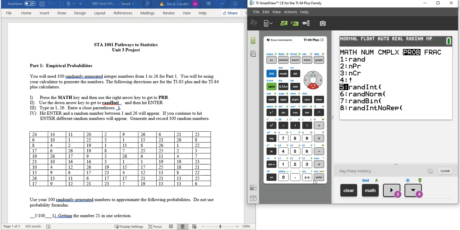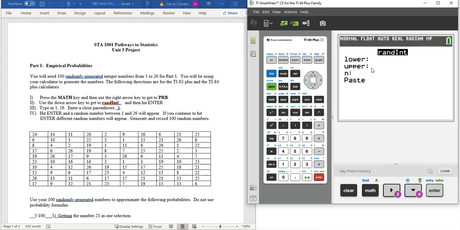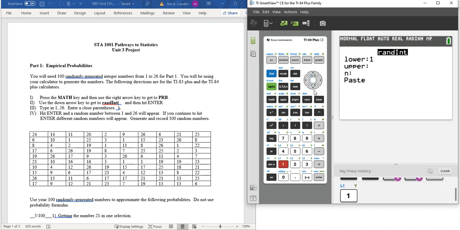And then I'm going to hit enter. Now the lower number, the numbers are going to range from 1 up to 26. So lower, that just means the range. The numbers will be all integers, randomly selected, between 1 and 26 inclusive. So now how many do we want? We could type in 100 and give us a whole list, or we could just do them one at a time. I'll do that, then I'll put them in there. So I'm going to go down to paste and hit enter.